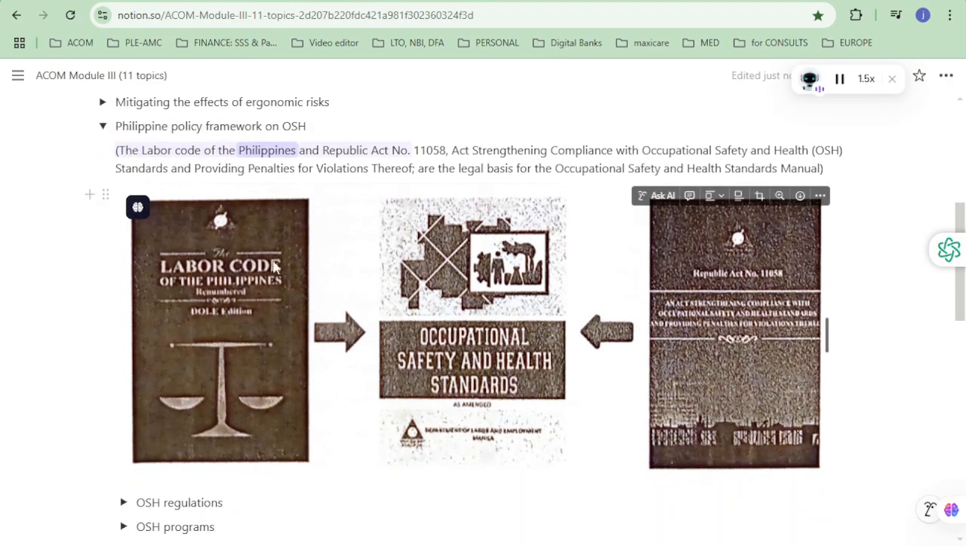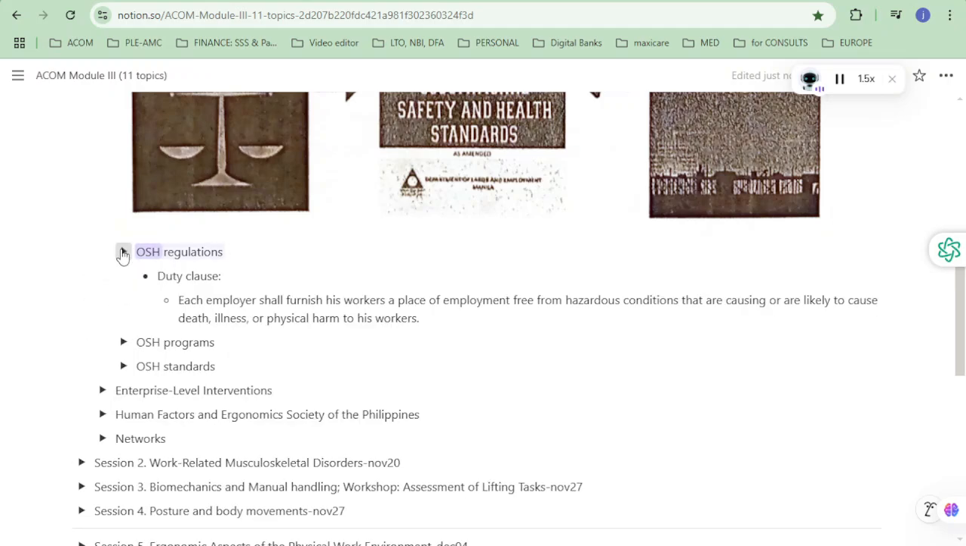The Labor Code of the Philippines and Republic Act No. 11058, an act strengthening compliance with occupational safety and health, OSH, standards and providing penalties for violations thereof, are the legal basis for the Occupational Safety and Health Standards Manual. ASCII. Alt. OSH Regulations. Duty Clause.